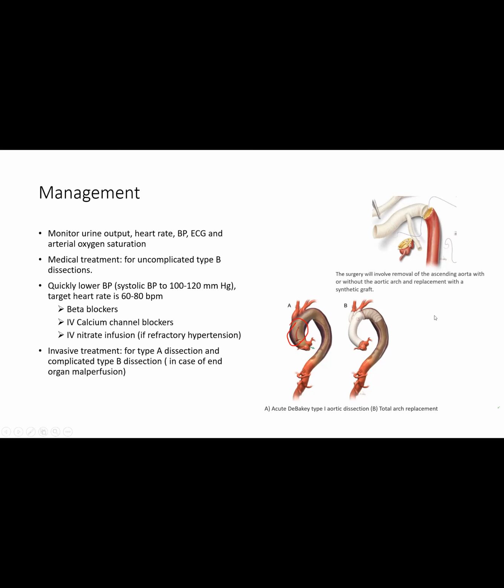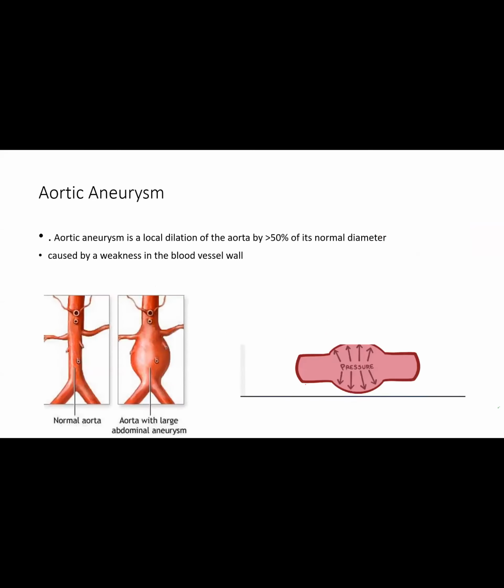So it fulfills the requirement for surgery if there's a complicated type B dissection. And this was all from the aortic dissections. So now we are going to move on to the aortic aneurysms.